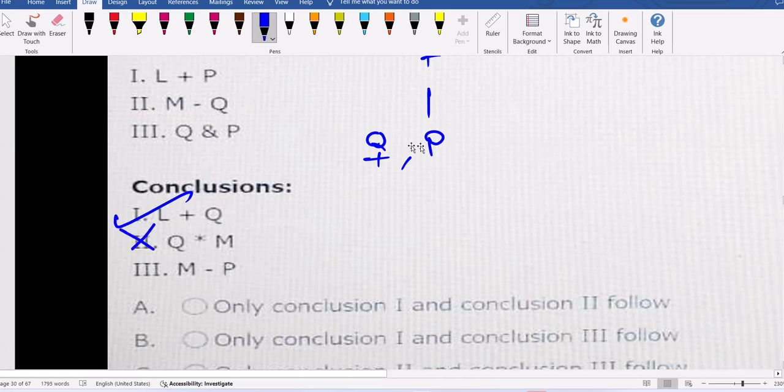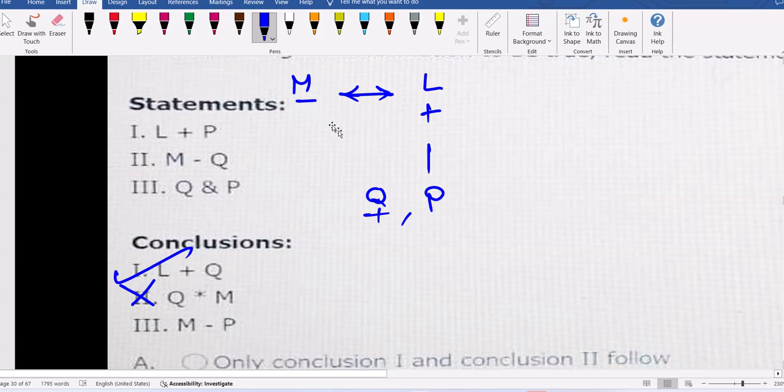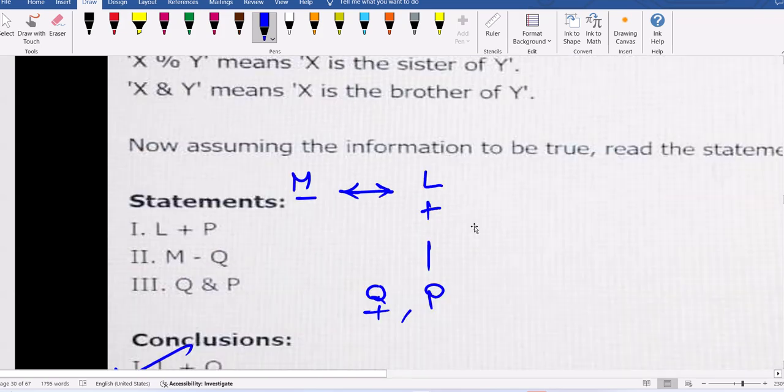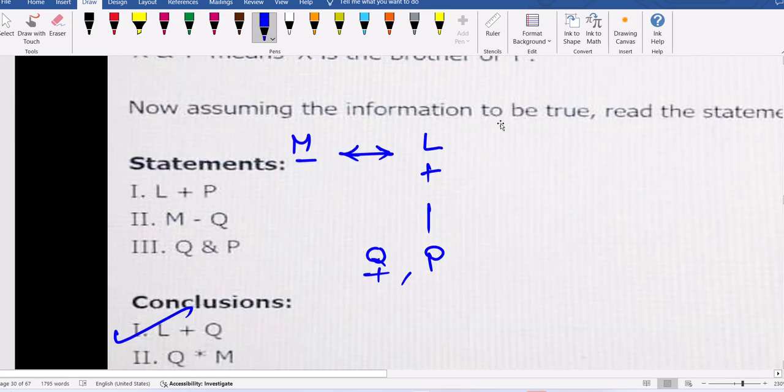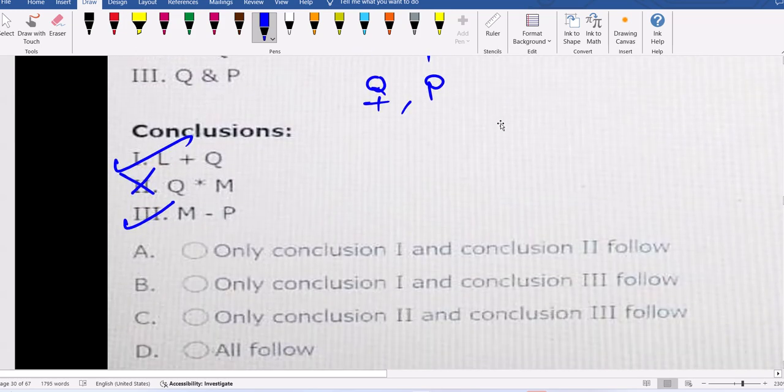M minus P. Minus means mother, fine. Yes, correct: M is mother of P. L is father of P. Minus means mother only here: X minus Y, X is mother of Y. So 1 and 3 are correct conclusions.